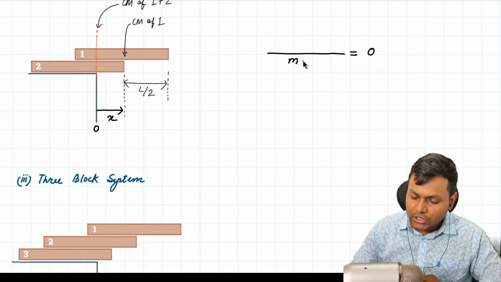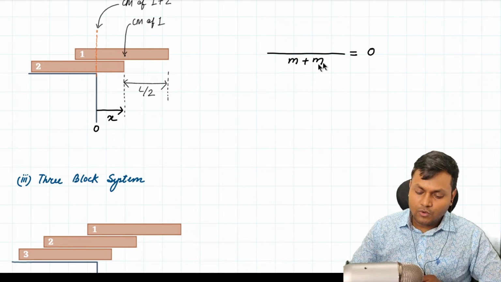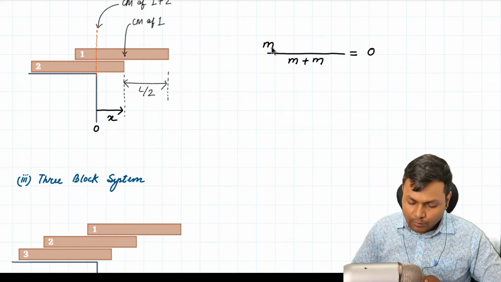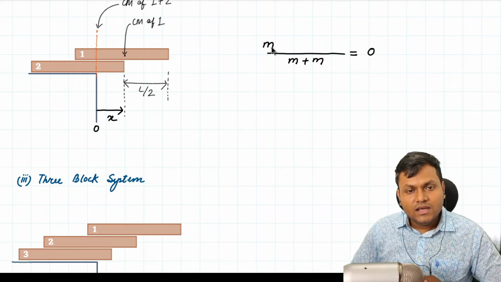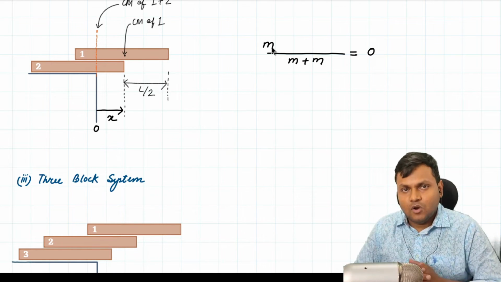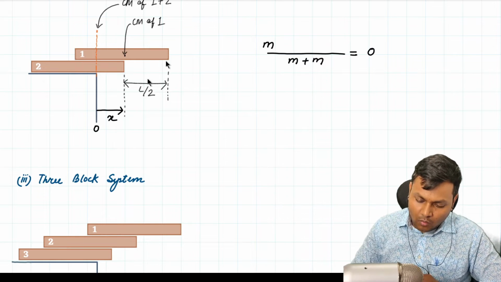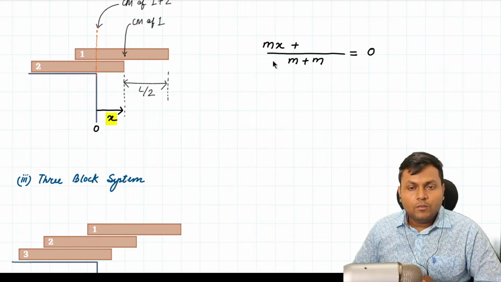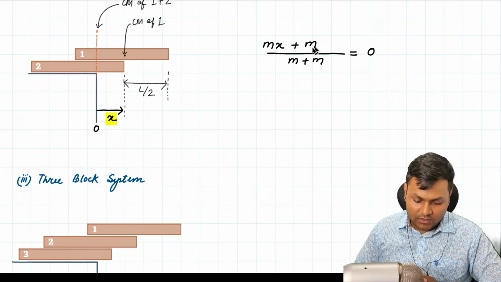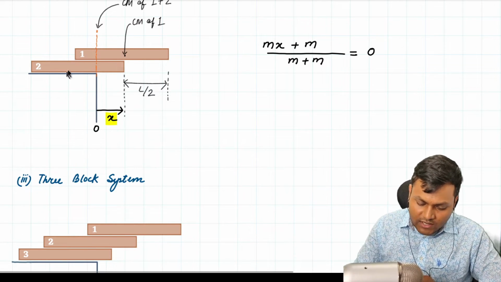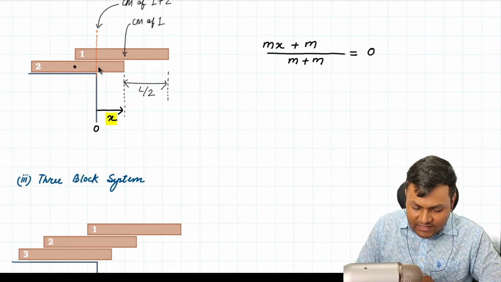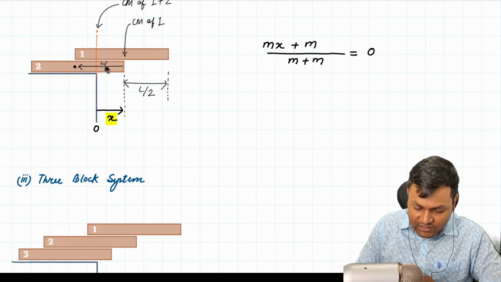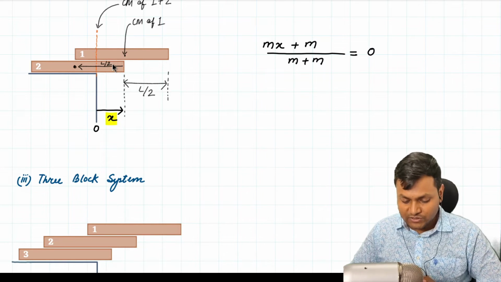You know how to calculate the center of mass. In the denominator, you have mass of block 1 and the mass of block 2. Now, what is the position of the mass of block 1? The position of the mass of block 1 is given by the position of the center of mass of block 1. The center of mass of block 1 is at a distance of x from 0, right? Now, what about the center of mass of block 2? The center of mass of block 2 is somewhere here, right? It is at a distance of L by 2 from its edge.